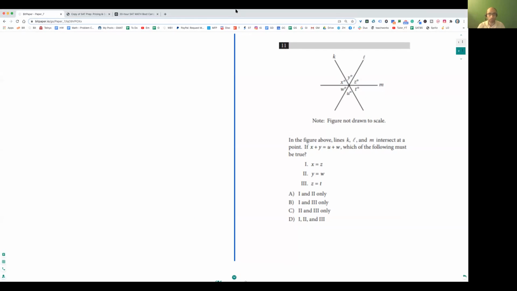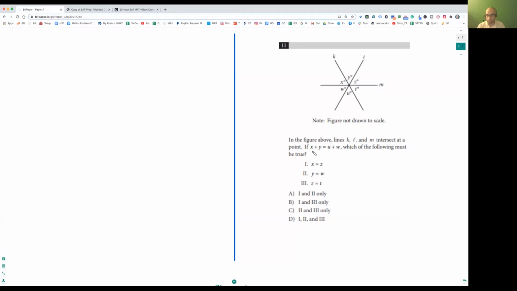Let's try to understand what's going on. You're given x plus y is equal to u plus w. Again, this is a harder problem. Now, you already know u is equal to y. Why? Because they're vertically opposite, vertical angles. So y is equal to u over here.